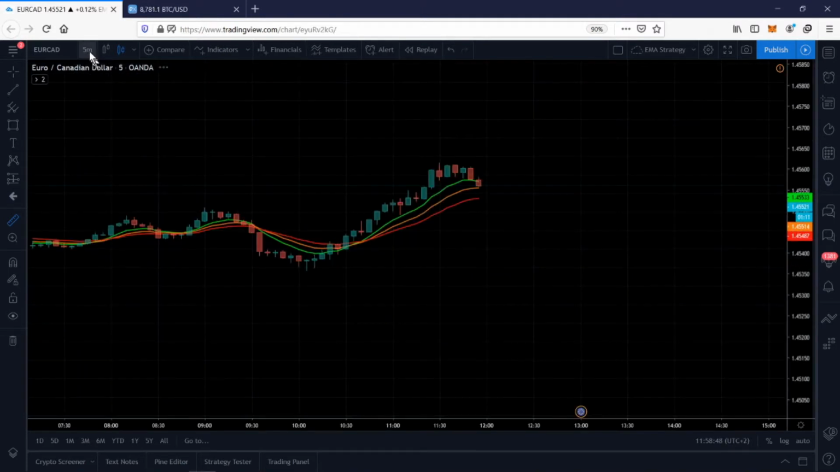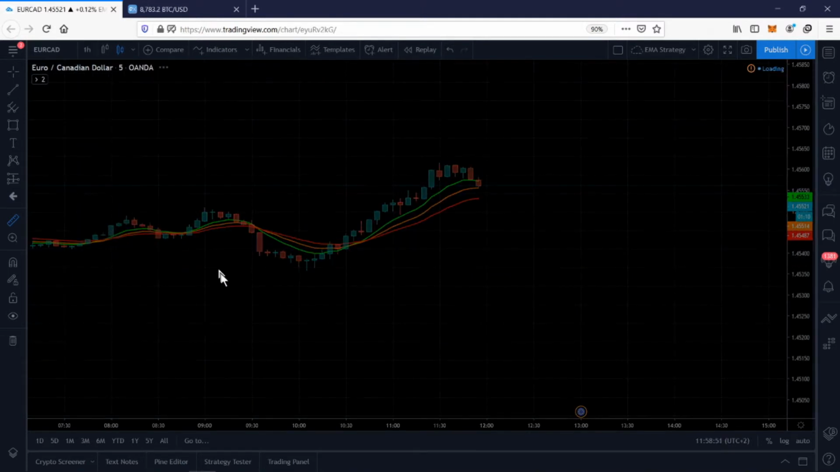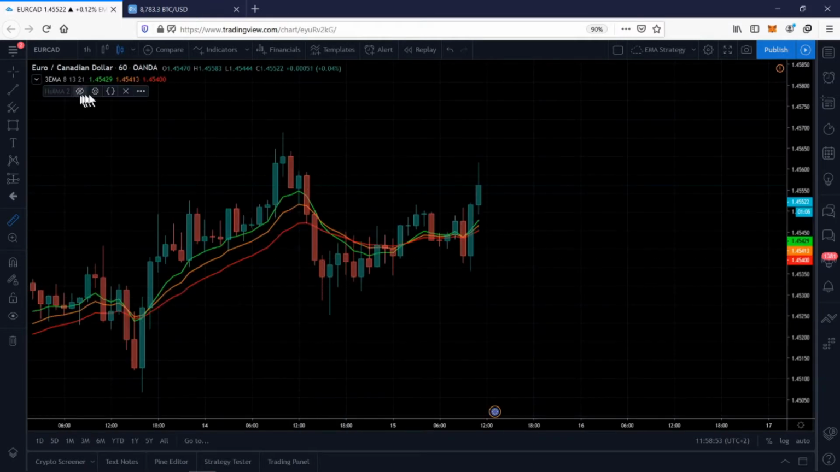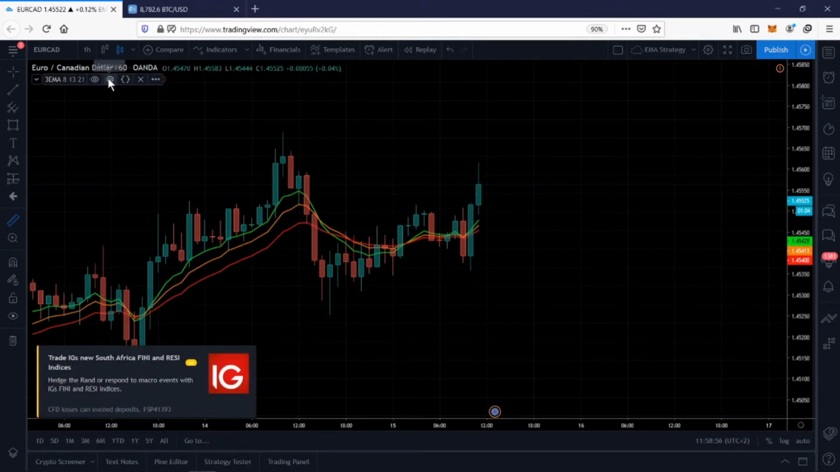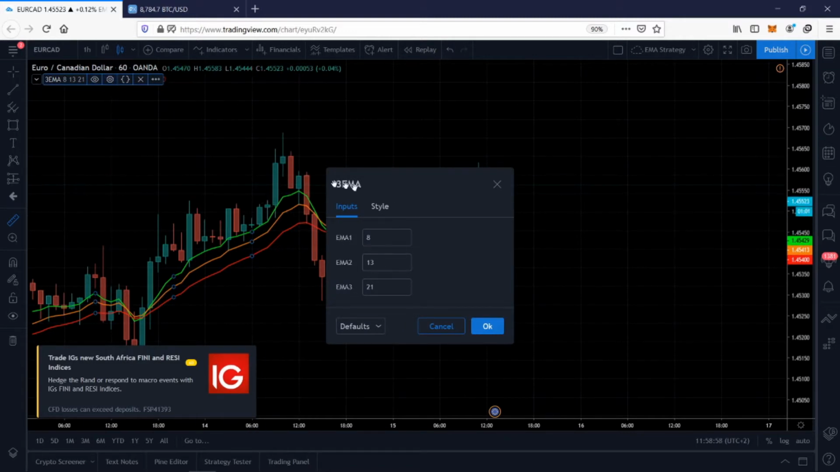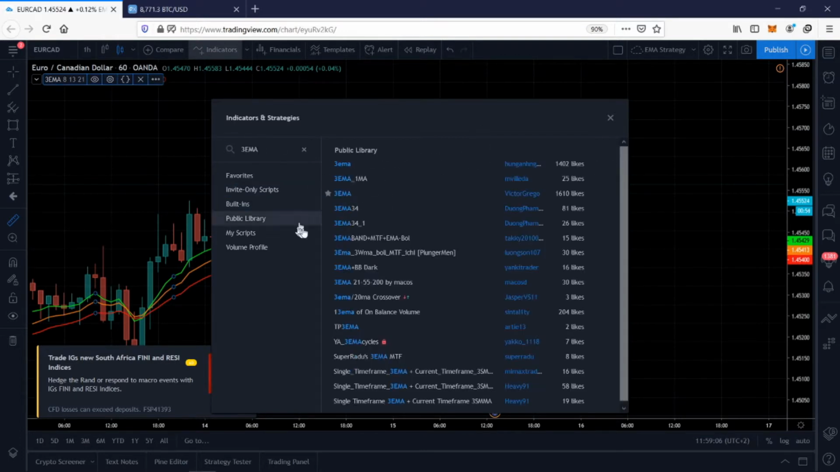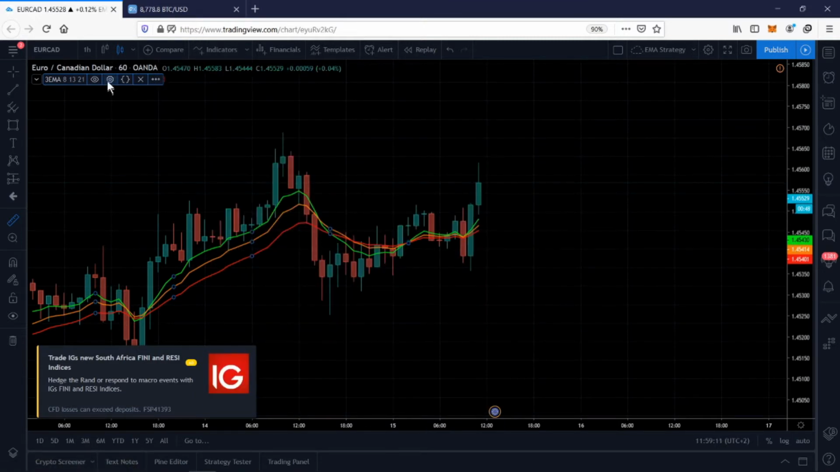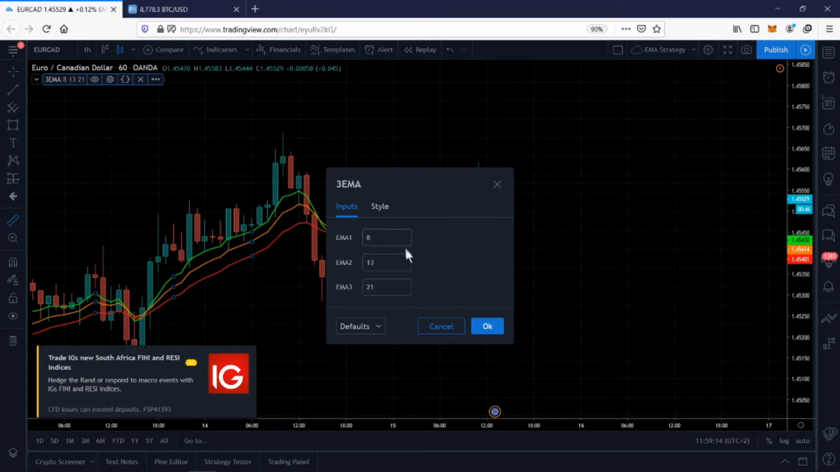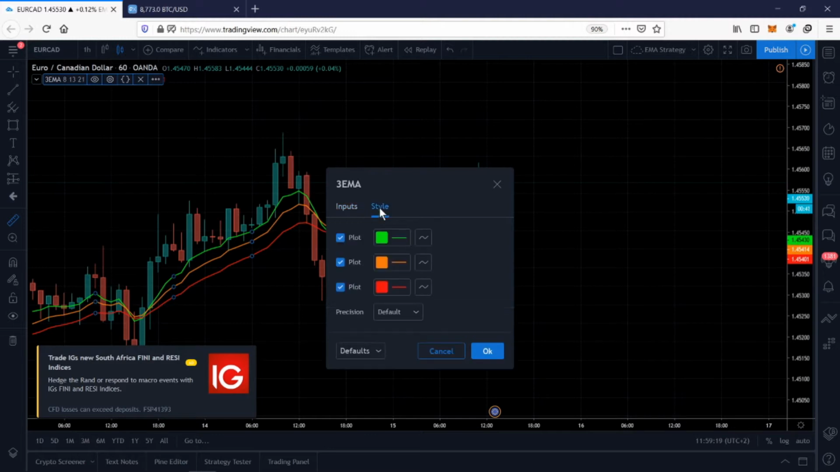You're going to be having a 3 EMA setup. Let me just go into the settings. If you go into indicators and search 3 EMA, you'll see it here. It's the one by Victor Grigo, that's the one that I use. Settings: EMA 1 at 8, EMA 2 at 13, EMA 3 at 21. Then under style, you can adjust the colors that you want for each of them. I use green, orange, and red.